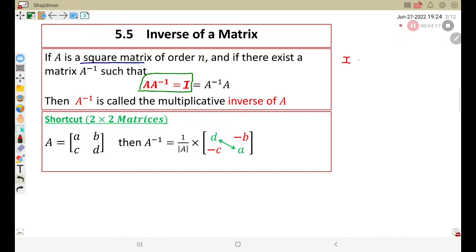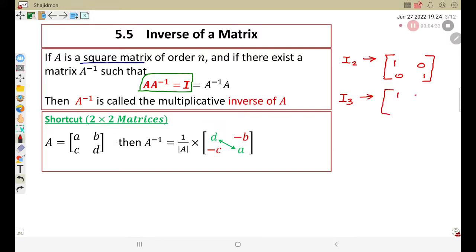For example, identity matrix of order 2, we discussed it in section 5.1, I2, identity matrix of order 2. What is that matrix? 1, 0, 0 and 1, correct? Now the same way, identity matrix of order 3. What is the identity matrix of order 3?